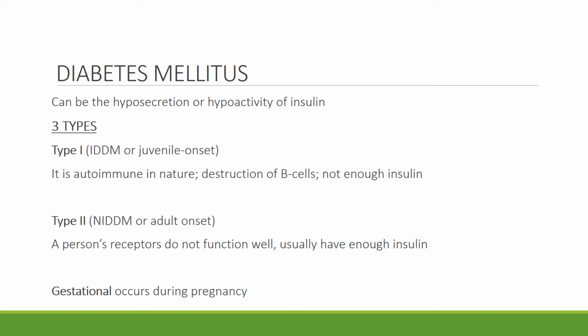It's autoimmune in nature, and the problem is there has been destruction of the beta cells by the body. Because they've been destroyed, not enough insulin is produced. The second type, or type 2, is known as NIDDM, or adult onset. NIDDM stands for non-insulin dependent diabetes mellitus. A person's receptors don't function well, but usually they do have enough insulin. And the third kind of diabetes mellitus is gestational. This occurs during pregnancy, and usually with delivery of the baby, it will disappear.